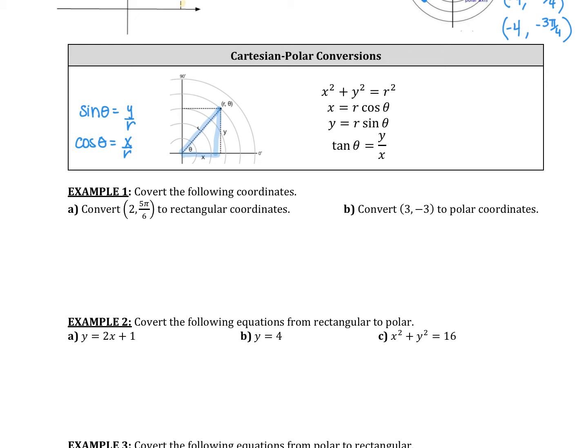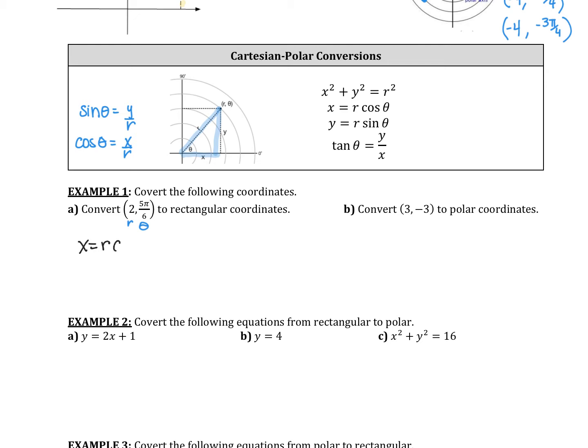So let's convert (2, 5 pi over 6) to rectangular coordinates. What this means is this 2 represents r, and this 5 pi over 6 represents theta. And so the easiest way that we're going to be able to do this is if I know my r and my theta, I'm going to go up to my equations to find x and y, which are the Cartesian coordinates or rectangular coordinates. I'm going to use the two formulas x equals r cos theta and y equals r sine theta. So let's look at what that looks like.